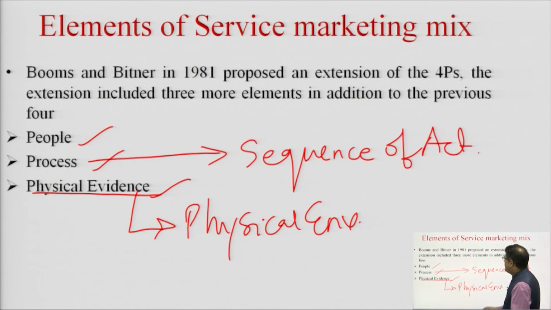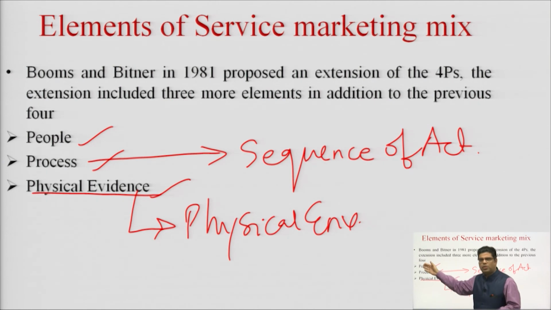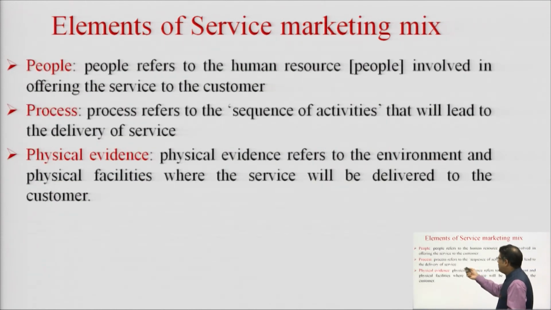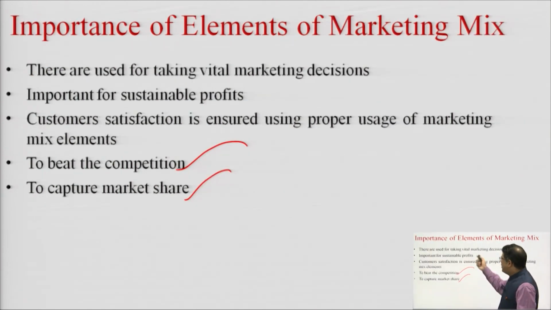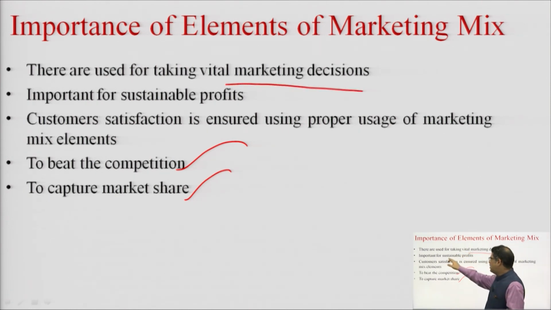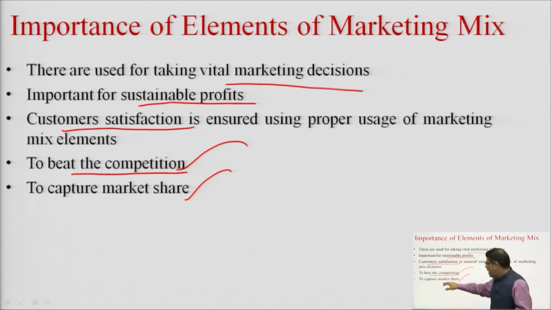After that, we shifted our focus to the elements of the service marketing mix. In case of service, as I told you, in addition to those 4 P's, there are 3 P's more, that is people, process, and physical evidence. Then there were some definitions of people, process, and physical evidence. Physical evidence, as I told you, is the environmental settings in which the services are being offered to the consumer. Then the importance of the elements of marketing mix: those elements are used for taking vital marketing decisions, for profit sustainability, for consumer satisfaction, to beat the competition, and last but not the least, to capture market share.